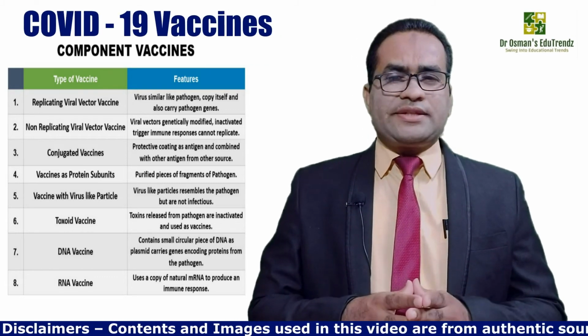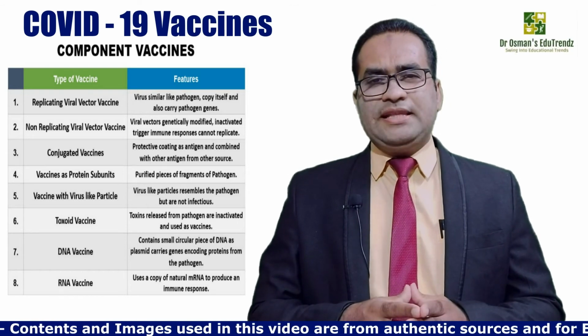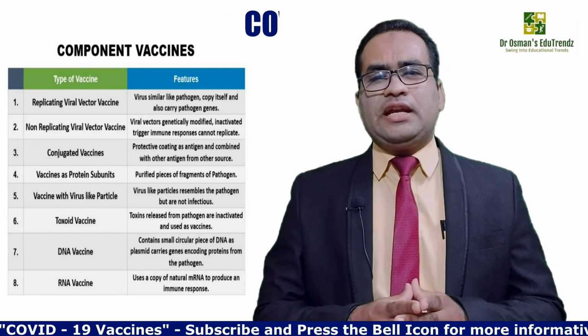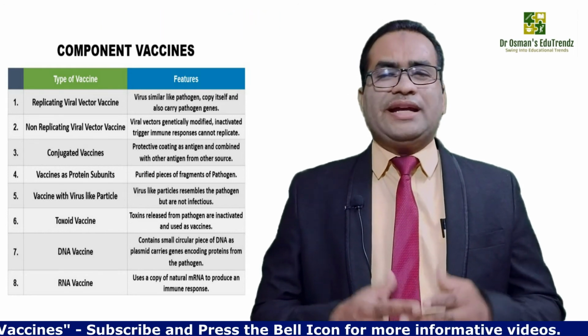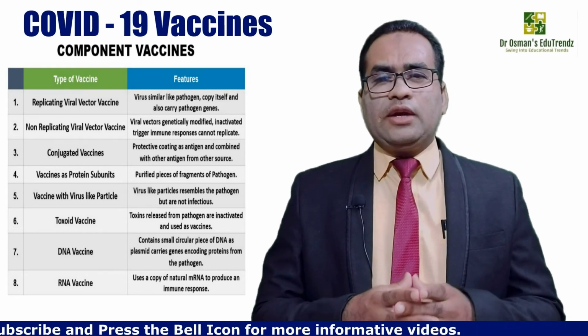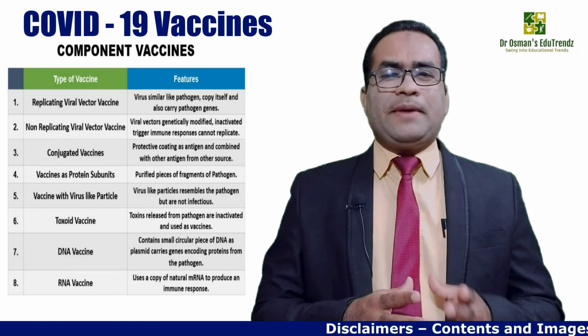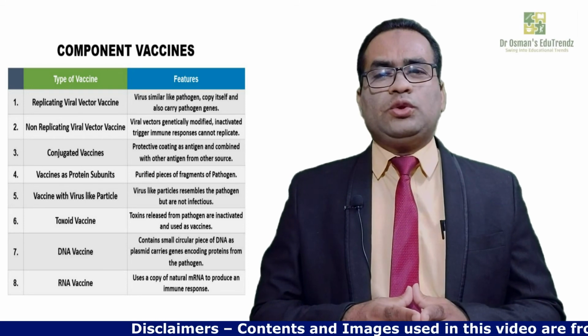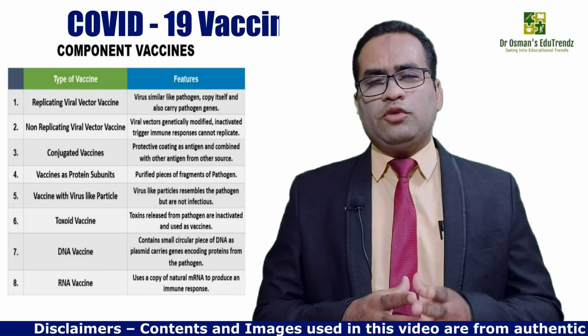The next type in this category is DNA-based vaccines. These vaccines comprise a small circular piece of DNA called a plasmid that carries genes encoding proteins from the pathogen of interest. Many such vaccines are in research, although none are currently licensed for human use.